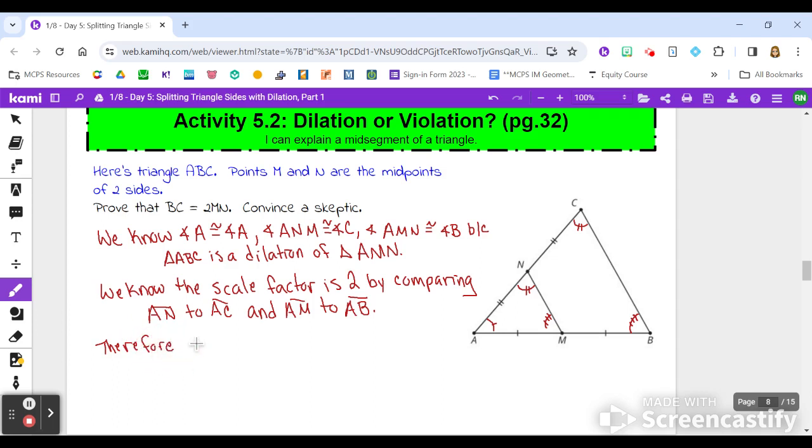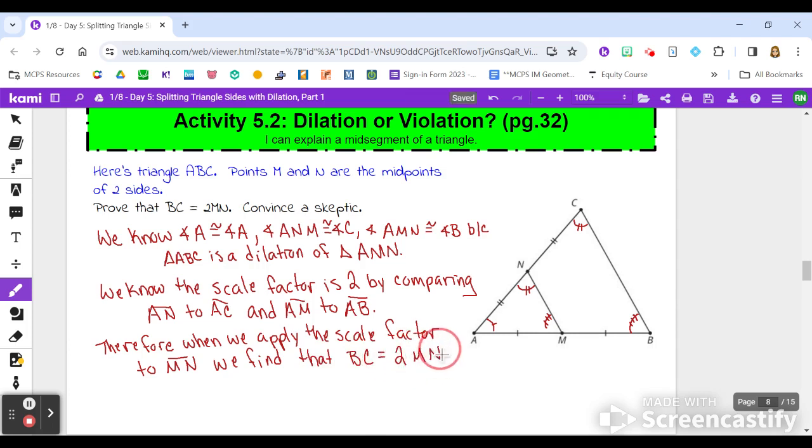Therefore, when we apply the scale factor to MN, we find that BC is equal to 2 times the length of MN. So if we're expanding this by 2, we're going to end up in the same place as BC is.